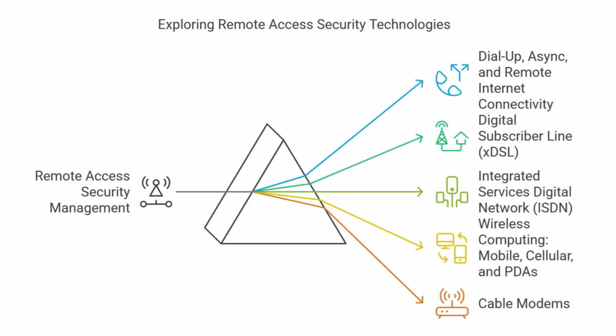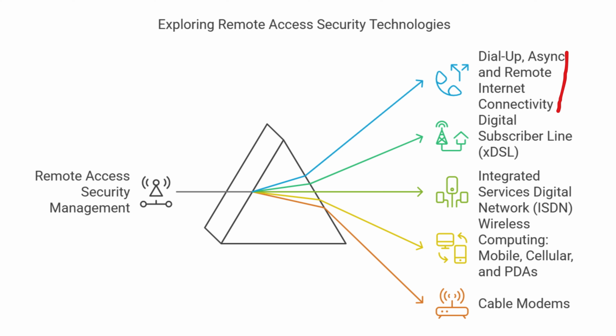So, what exactly is Remote Access Security Management? RASM refers to the policies, technologies, and security measures that ensure secure remote computing. Whether an employee is working from home, a cafe, or even another country, remote access security helps keep data safe and networks protected. There are several remote access technologies that security practitioners need to manage. Each comes with its own security risks and challenges. Let's go through them one by one. Dial-up, async, and remote internet connectivity.